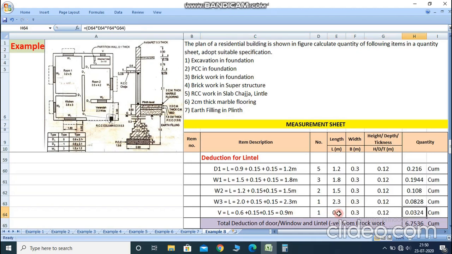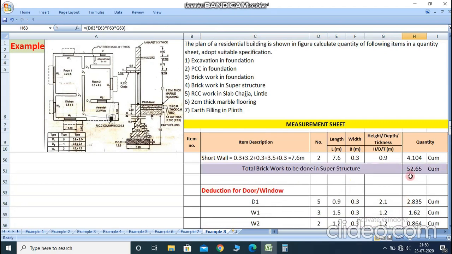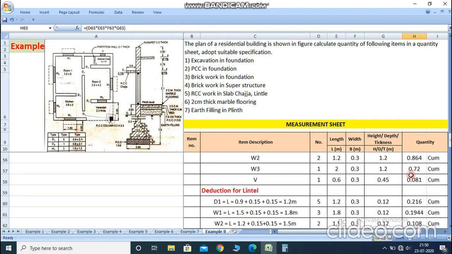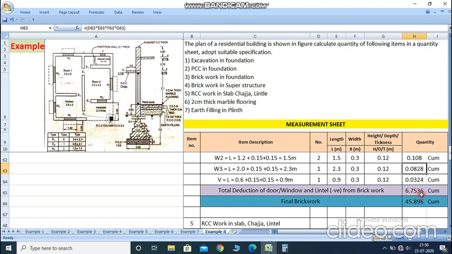Clear? Now the total deduction of the door, window and lintel we subtract from the total brickwork. Sorry, there is a spelling mistake, brickwork. So the summation of the brickwork is 52.65 minus 6.7536. So the total final brickwork is 45.896 cubic meter.